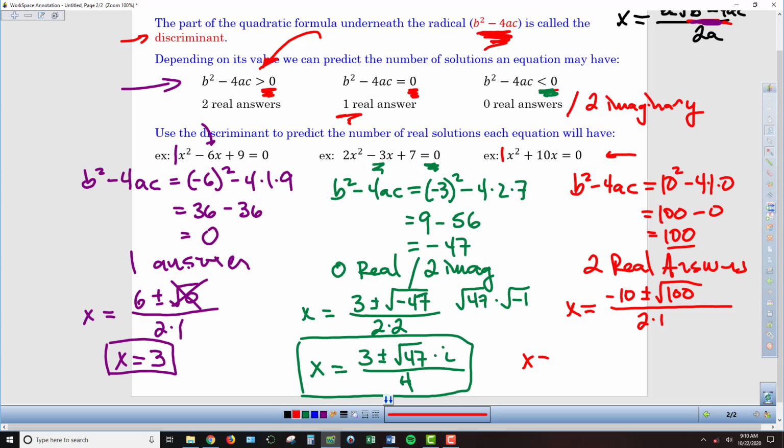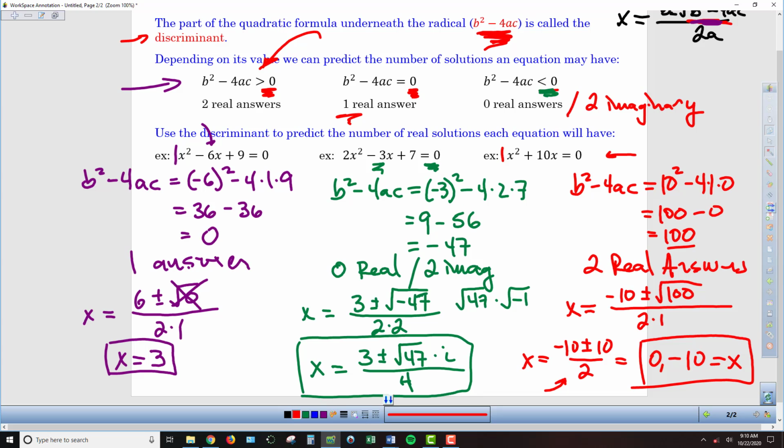So we've got x equals negative 10 plus or minus, now the square root of 100 is 10, and then that's still all over 2. So we're going to be able to perform these operations, so I can go negative 10 plus 10, so that's 0, and then 0 divided by 2 is just 0, and then we've got negative 10 minus 10, so that's going to give us negative 20, but then I still have to divide that by 2, so negative 20 divided by 2 gives me negative 10. So my 2 answers in this case are 0 and negative 10.